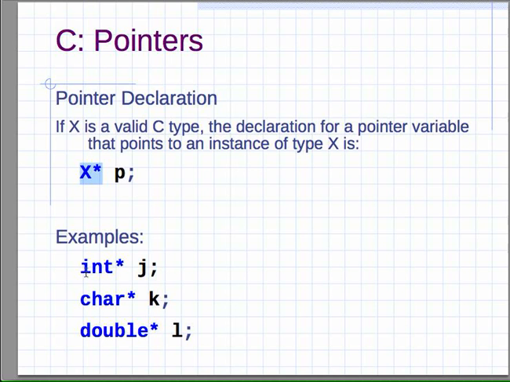So for example, int star J is a pointer to an int, char star K is a pointer to a character, and double star L is a pointer to double.